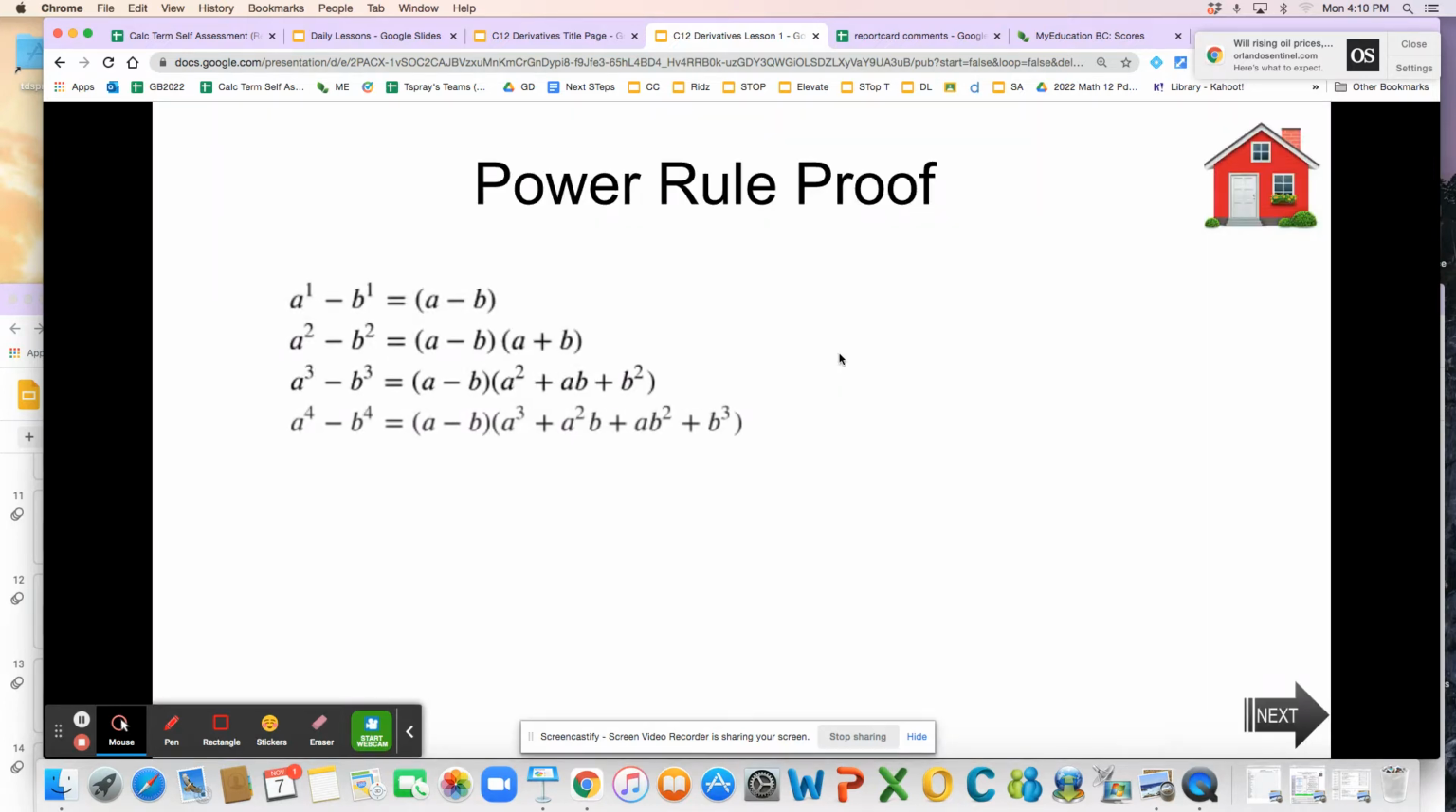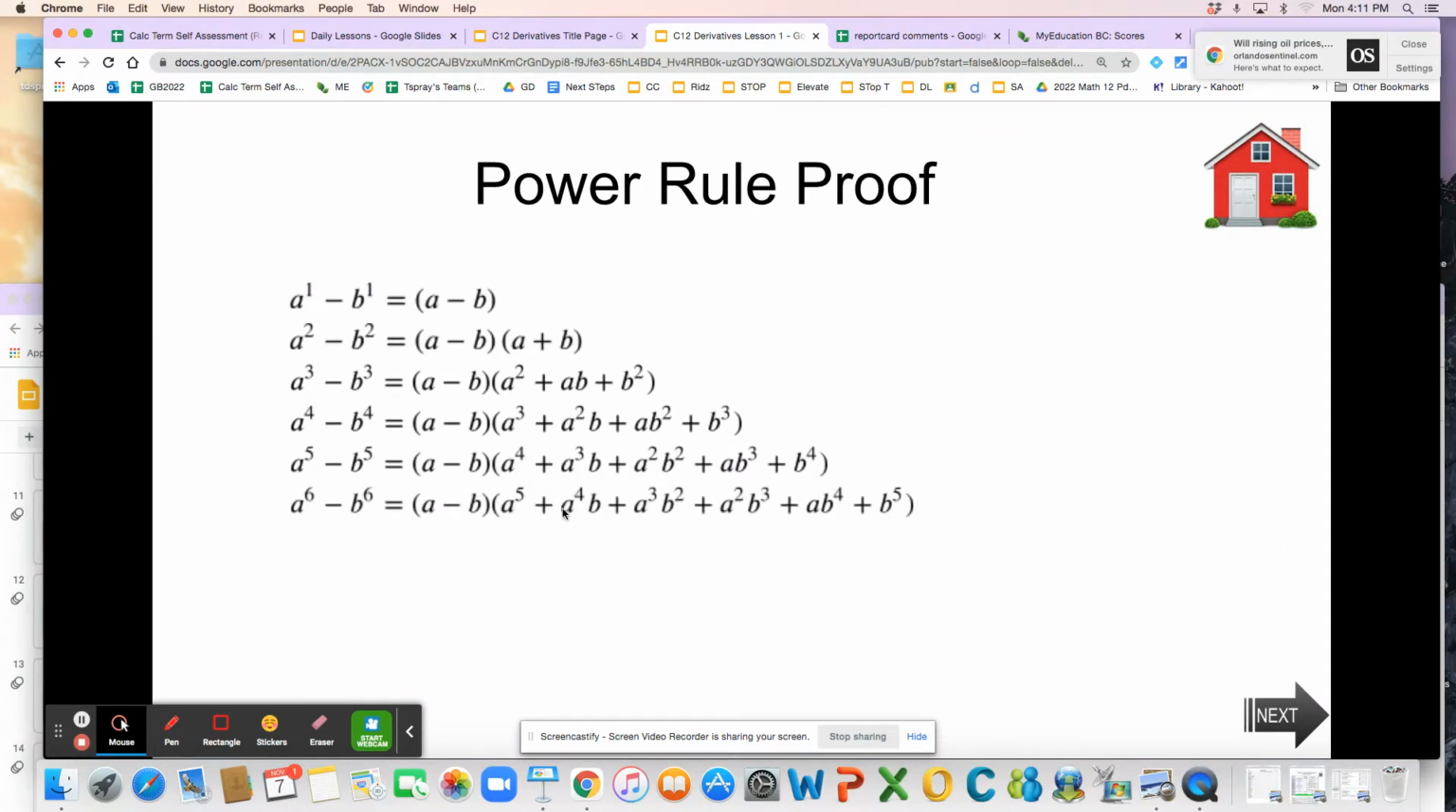I'm going to expand and factor the first couple of binomials here. Notice that's a minus b. They all have a minus b. How many terms do you see here? 2, just like there's a 2 there. How many terms do you see here? 3. How many terms do you see here? There's 4. How many terms do you see here? There's 5. What a surprise.